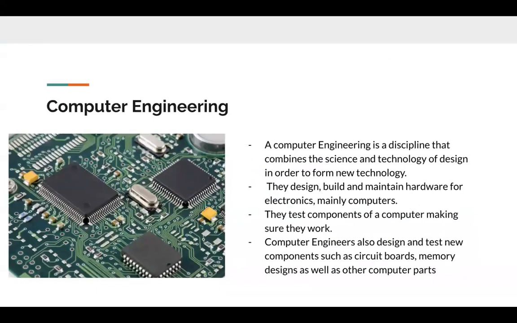All right, so the first engineering discipline we chose was computer engineering. Computer engineering is a discipline that combines science and technology in order to form new technology. They usually design, build, and maintain hardware for electronics, mainly computers. Computer engineers also design and test new components such as circuit boards, memory designs, as well as other components.